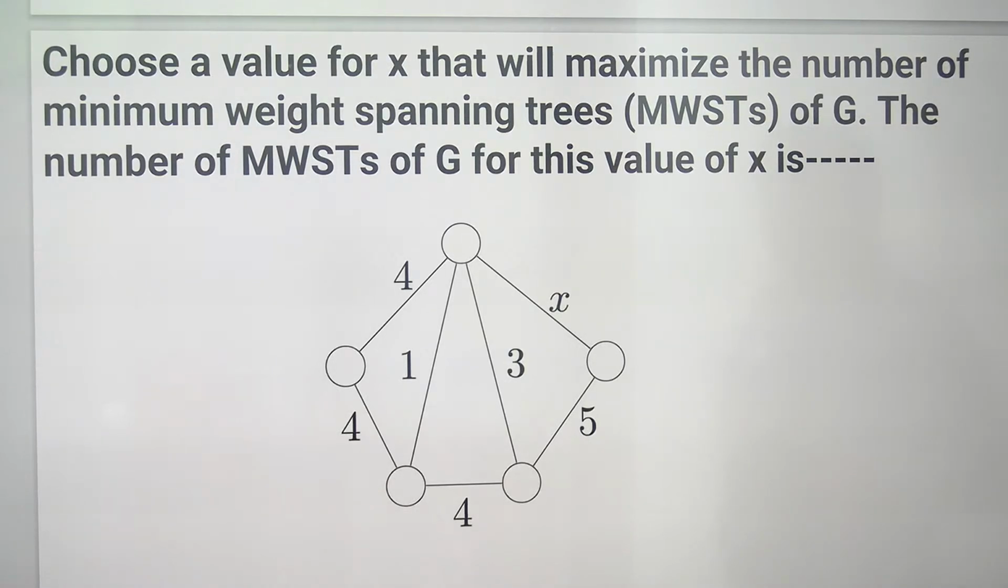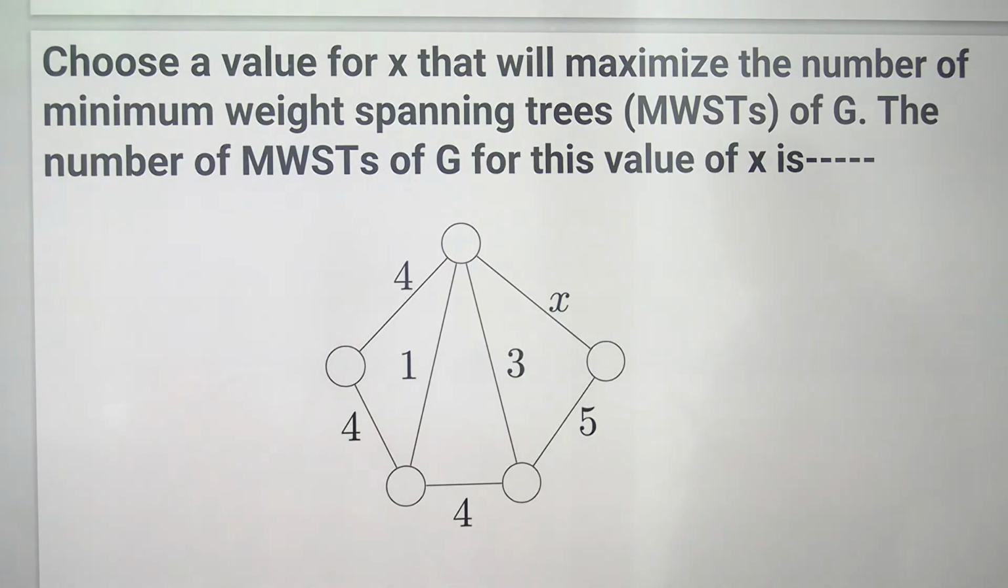Choose a value for x that will maximize the number of minimum weight spanning trees. You know very well, minimum weight spanning trees need not be unique if edge weights are repeated. The number of minimum weight spanning trees of G for this value of x is asked. So for which x value are the number of minimum cost spanning trees more?